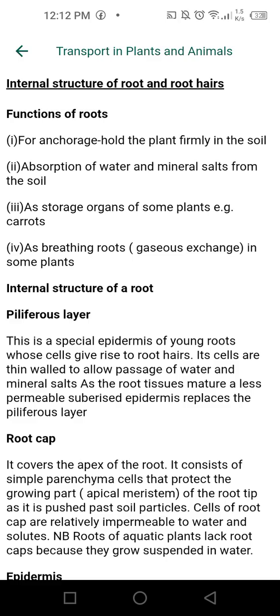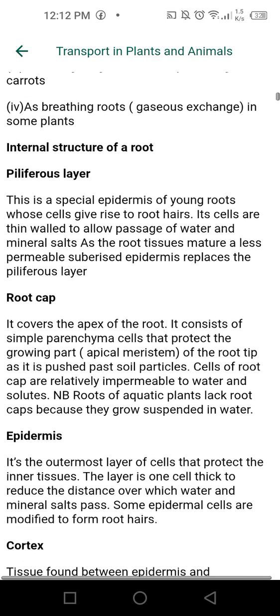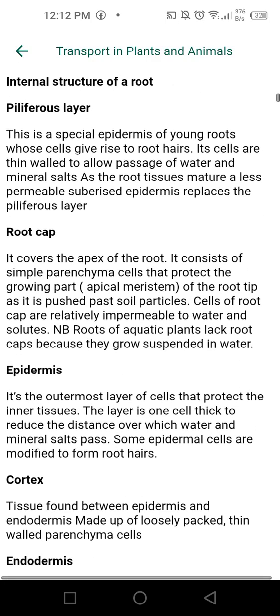Internal structure of a root. Piliferous layer. This is a special epidermis of young roots whose cells give rise to root hairs. Its cells are thin-walled to allow passage of water and mineral salts. As the root tissues mature, a less permeable suberized epidermis replaces the piliferous layer.